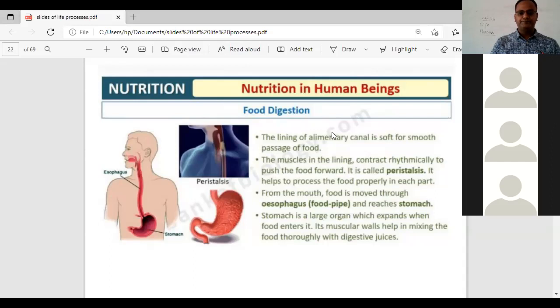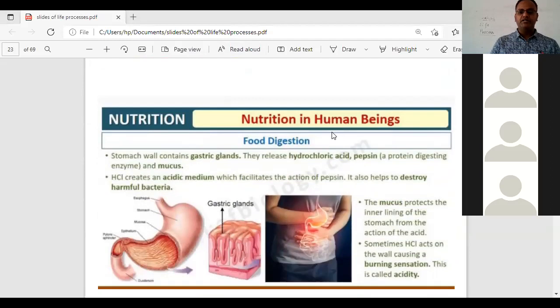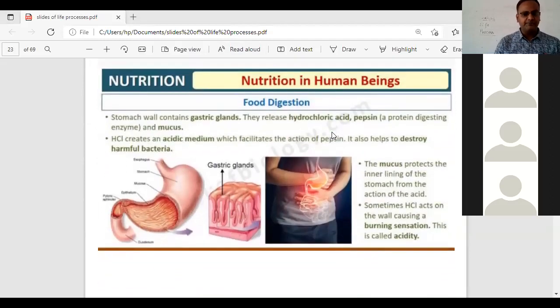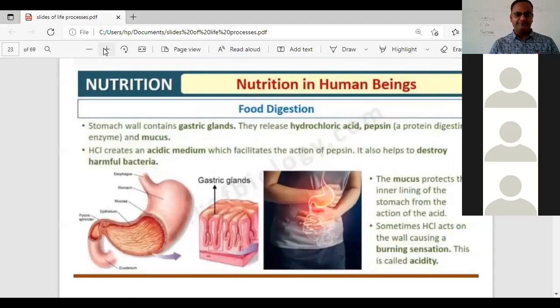Okay, well said. Now, students, we are coming to the process of the nutrition or the food digestion in the stomach. Now, students, our stomach has a very special gland, which is called gastric gland. And this gastric gland secretes three important materials. What are these materials? HCl, pepsin, and mucus. One by one, we have to study their functions.